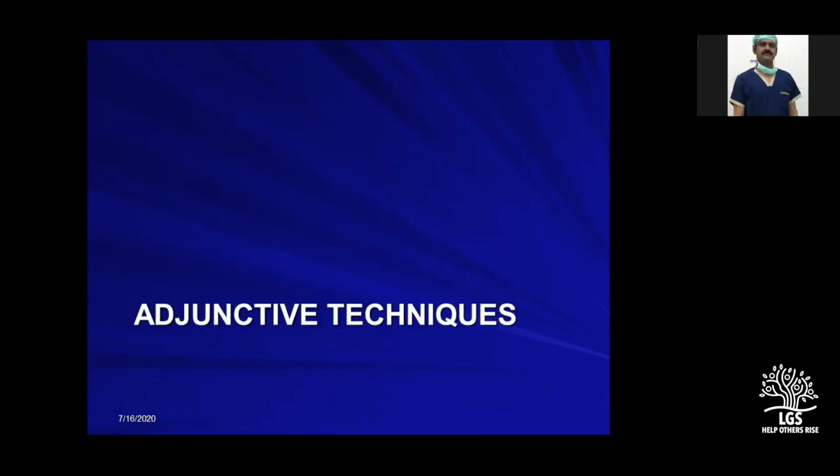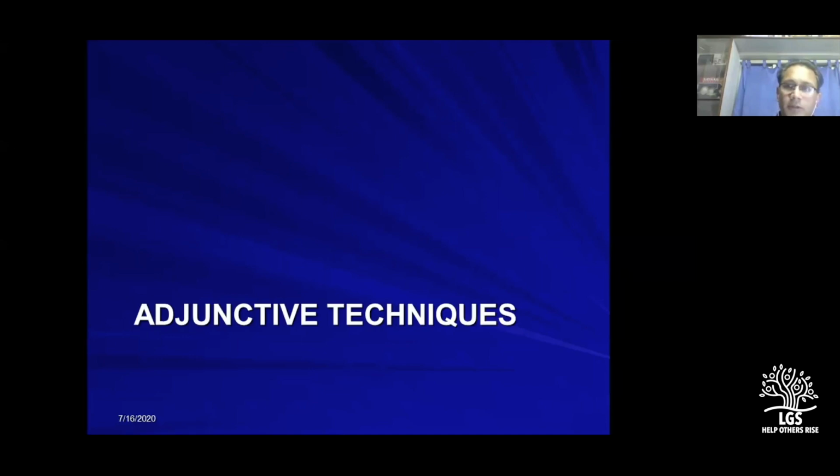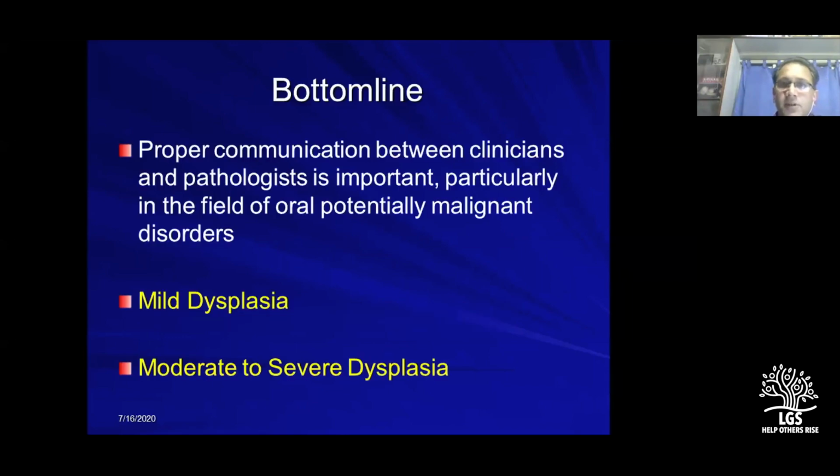Sometimes, of course, you may use adjunct techniques. You may use some sort of dyes like toluidine blue, Lugol's iodine. You can use various imaging and autofluorescence techniques, or you could use narrowband imaging to better guide your biopsies. But again, there are hardly any randomized controlled trials or robust evidence to support the use of adjunct techniques. What the brain doesn't know, the eye will not be able to see. So you must know to an extent, with a good visual inspection of these lesions, where to take a biopsy from these lesions.